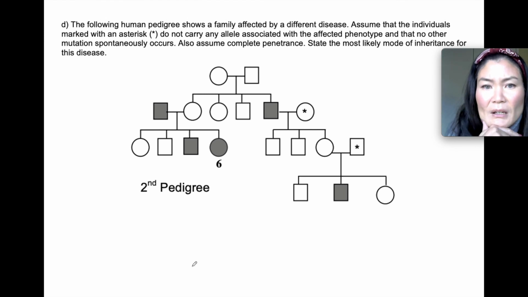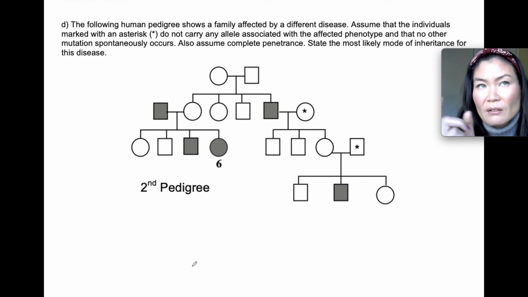The following human pedigree shows a family affected by a different disease. Assume that the individuals marked with asterisks do not carry any allele associated with the affected phenotype and no other mutation spontaneously occurs. Also assume complete penetrance, meaning there's no codominance or incomplete dominance. State the most likely mode of inheritance for the disease.